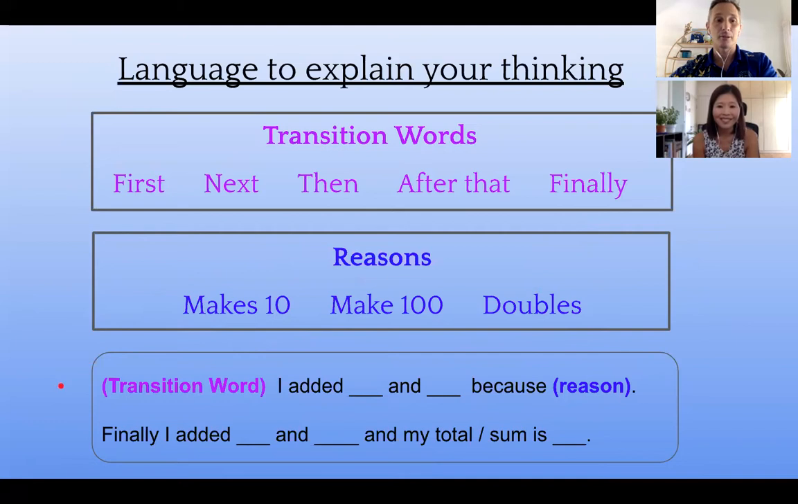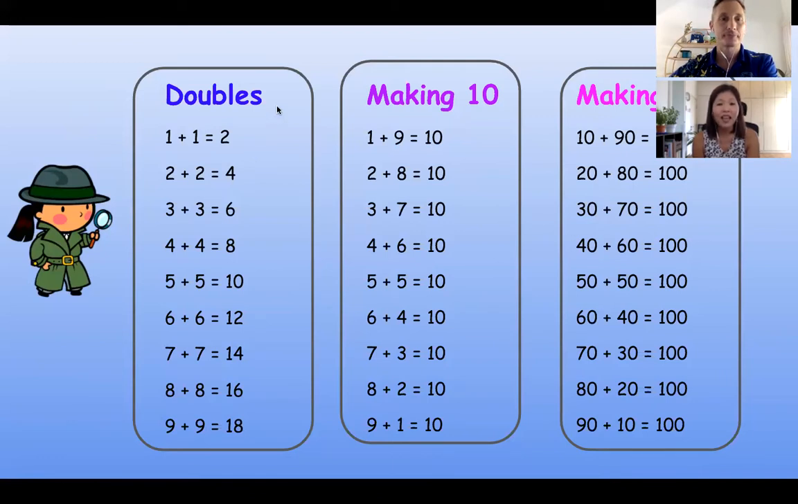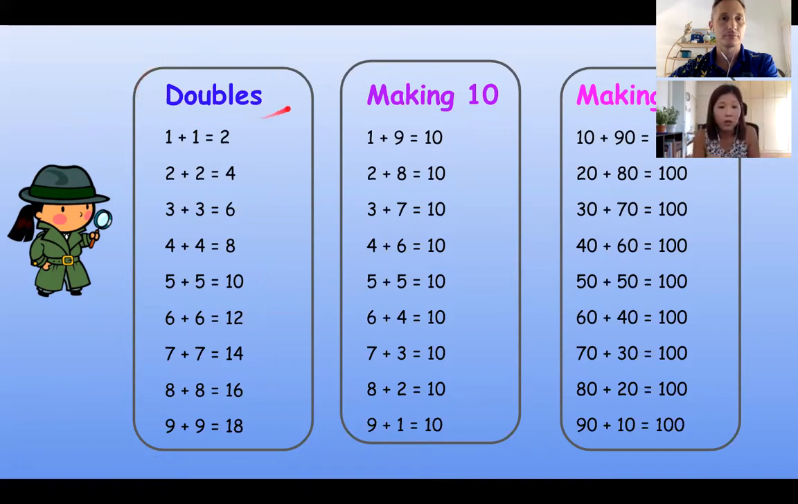Great. And we talked about those transition words. Today, you are going to be detectives. In order to add many addends, a strategy we're going to use is that you are going to be detectives. You're going to look for doubles, or you can be looking for making 10. Can you make 10? Or can you make 100? Those are 3 things you're going to be looking for, detectives. So are you ready? Let's try some together.